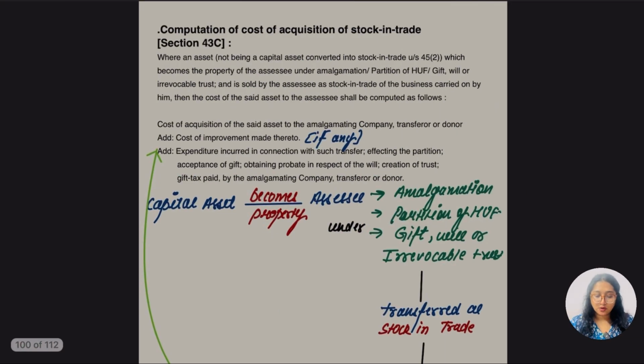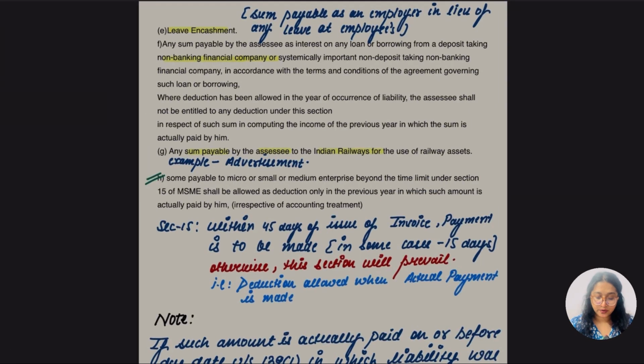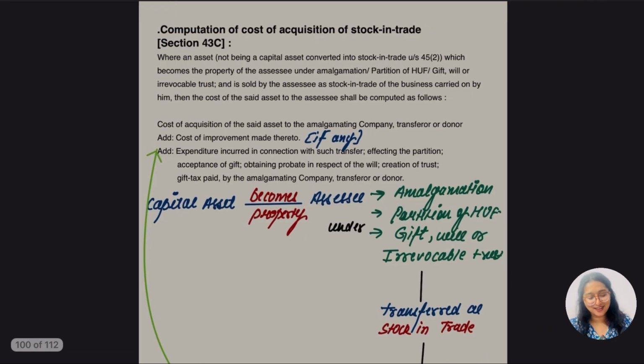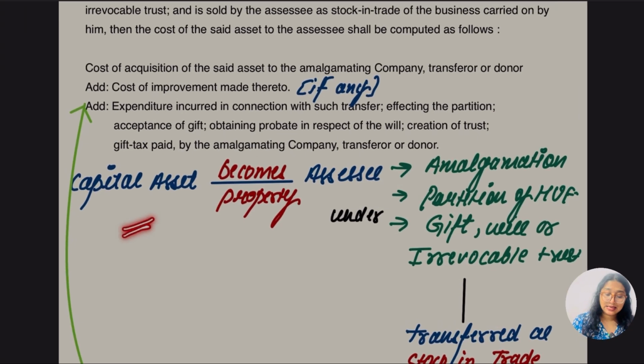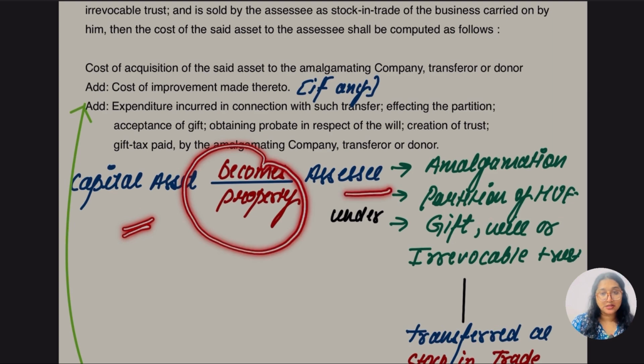Okay, so this was all about section 43B, the actual paid basis. You have read enough of it, you understood, right? So let's go for section 43C, where the capital asset becomes the property of the SSC. How is it going to become the property of the SSC? Let me read it again.